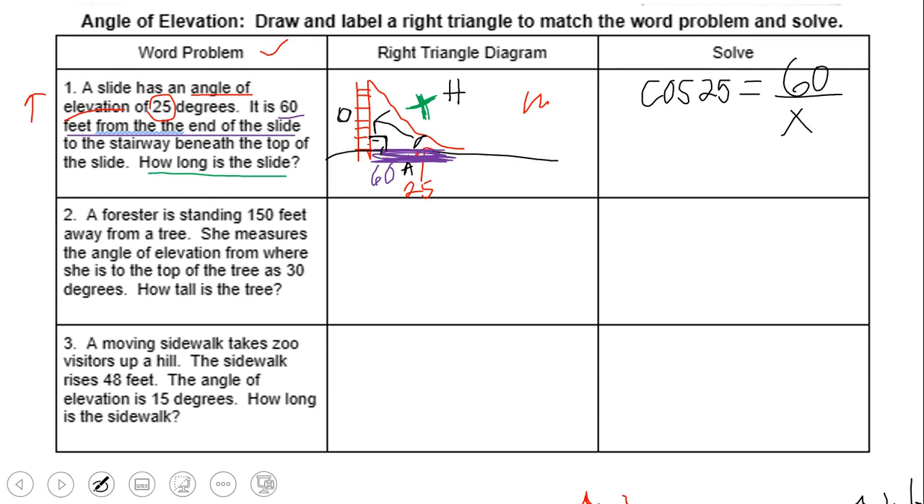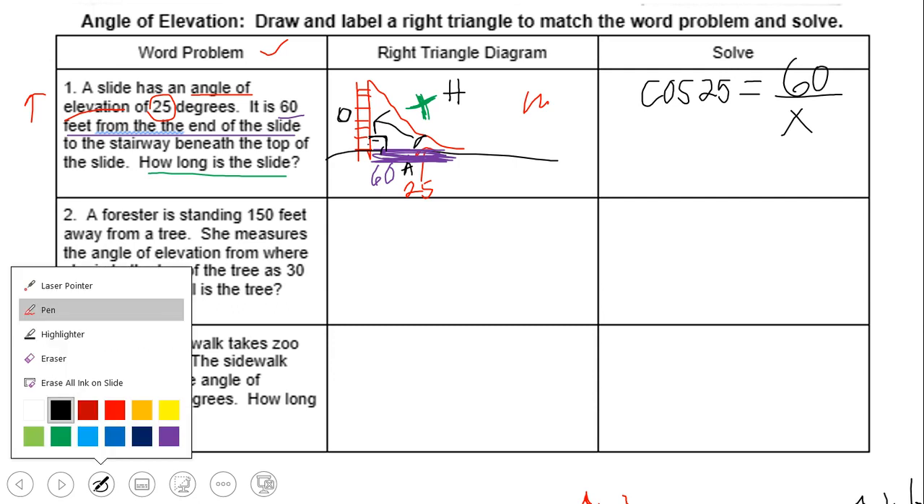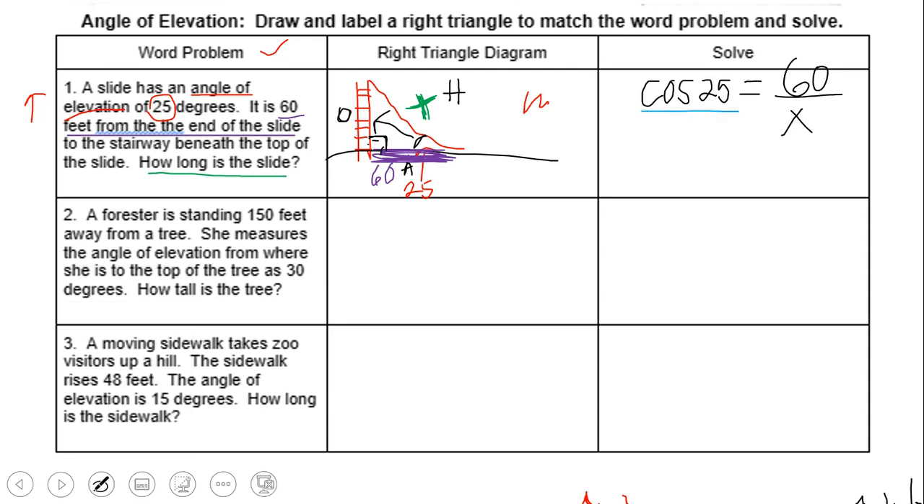Sorry, I don't know why that wasn't drawing. So I set up my problem. I'm going to make it a proportion and cross multiply. 60 times 1 is 60. Then I will have x times cosine of 25. And my goal is to solve for x.